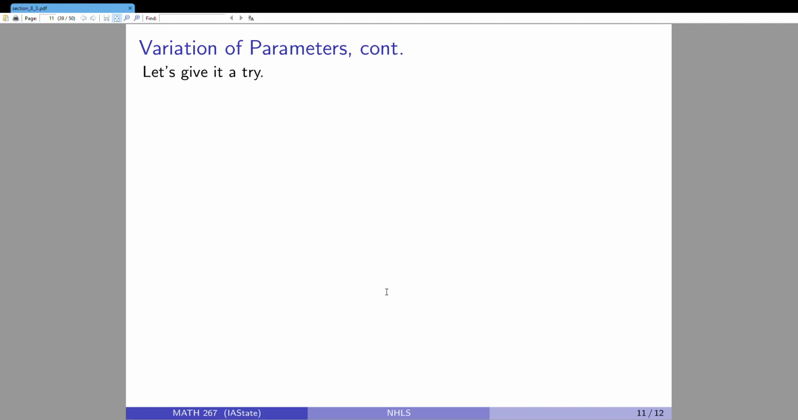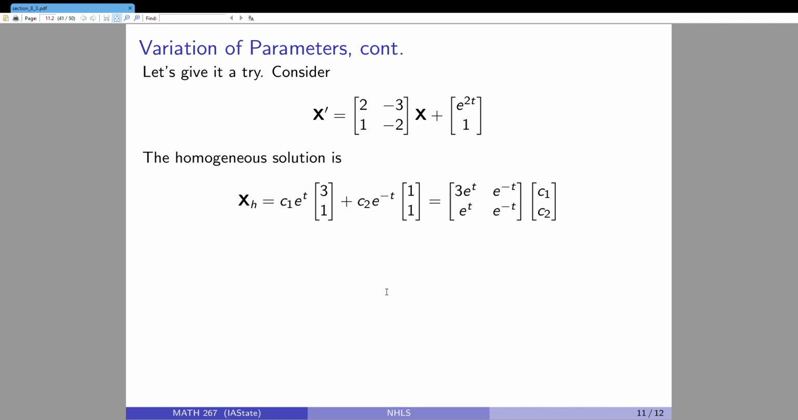Okay, let's give it a try. There you go, that seems pretty innocent. How hard can this be? And you know, I'll be even nicer to you. I'll tell you what the homogeneous solution is. It's that right there. Trust me, I did it.